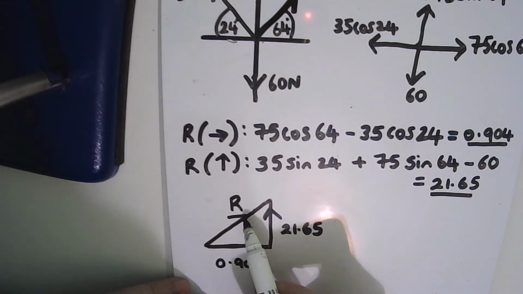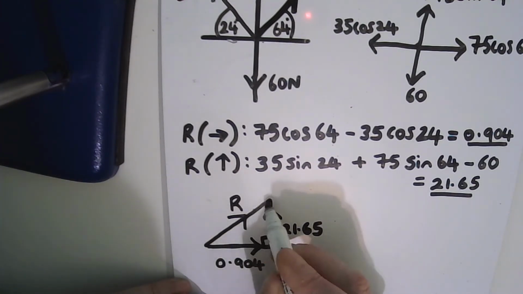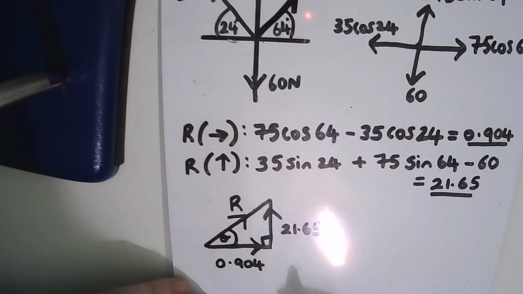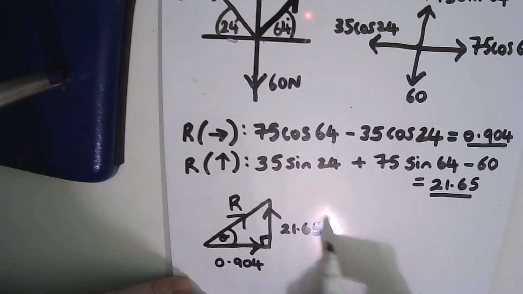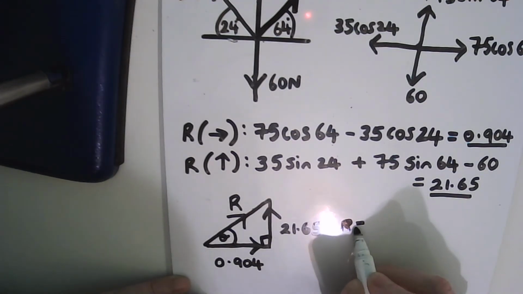Alright, and this is the one we want to find. So obviously this creates a right angle triangle, and we're going to find this resultant force, and then we want to find the angle that it's acting on towards the horizontal. So it's just going to be Pythagoras for that. So what is our R going to be?